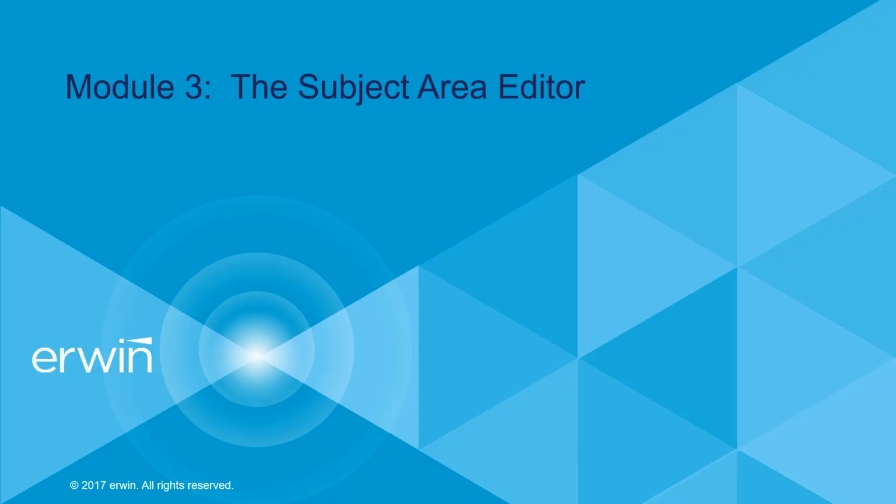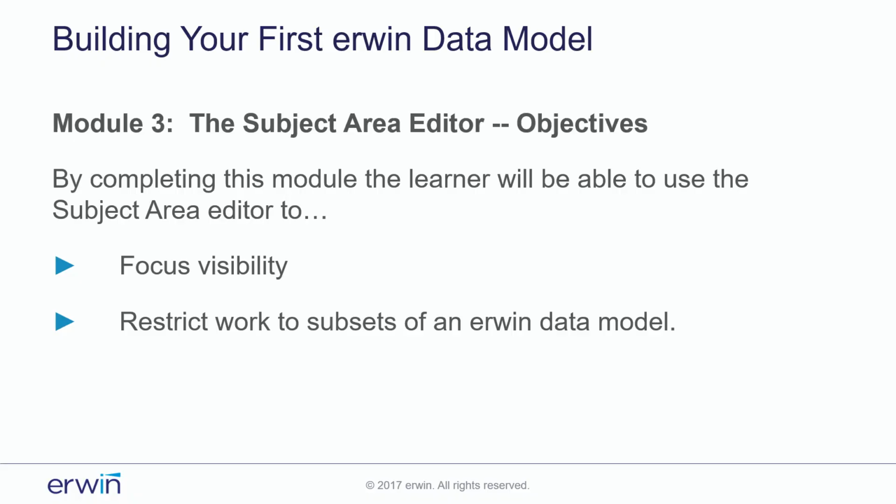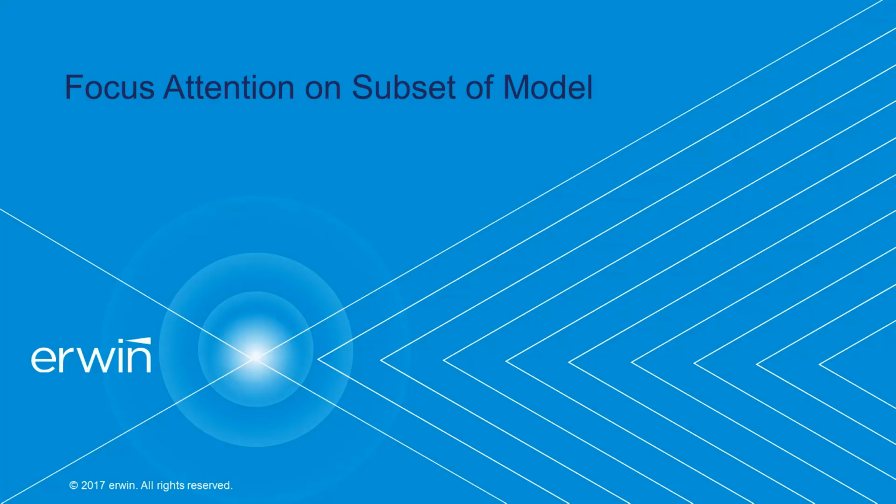Now that we have a basic entity relationship model, we'll start adding some structure and functionality that will be an enormous help as our model grows. We're familiar with subject area behavior. We're just going to get some hands-on experience with it now. We'll begin with the ability of the subject areas to focus our work, focus our attention just on a subset of the model.